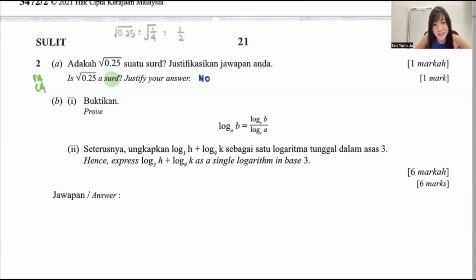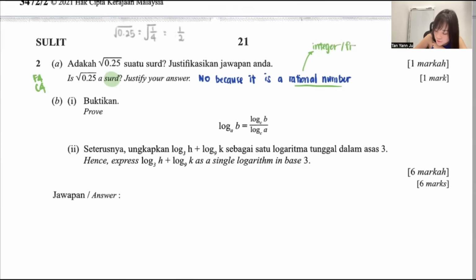They say justify your answer. So guys, why is it not, my dear? Because it is a rational number. For those who are thinking, oh teacher, what is a rational number? So my dear, please remember, rational number means you are an integer, you are a whole number, or you are a fraction. Eventually, non-decimal, we always call it a rational number.